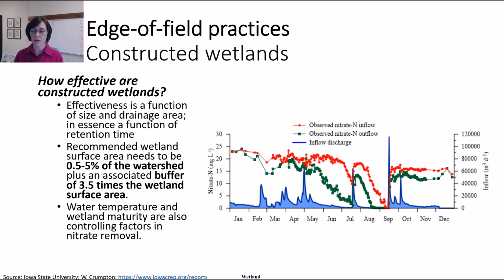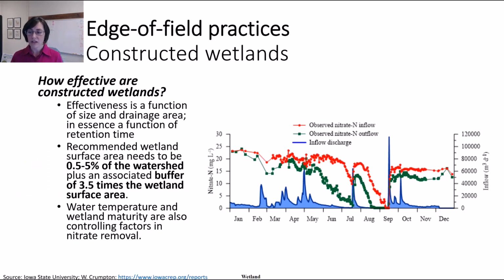Or in other words, where that blue line peaks, the red dots and the green dots converge, because the wetland doesn't work as well when you're trying to force a lot of water through too quickly, when the hydraulic retention time is very short. Recommended wetland surface area for constructed wetlands in a tile drainage landscape needs to be about 0.5% to 5% of the watershed or drainage shed, and then you have to have an associated buffer around that wetland that's generally about 3.5 times the wetland surface area.